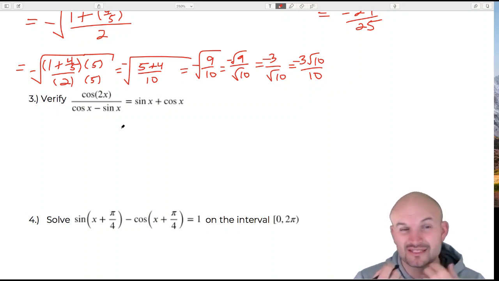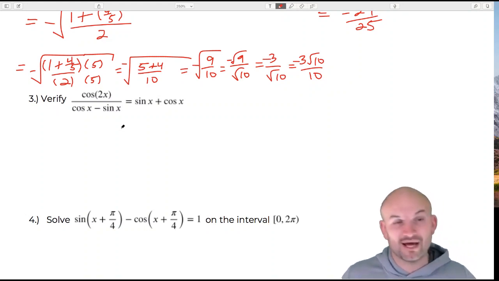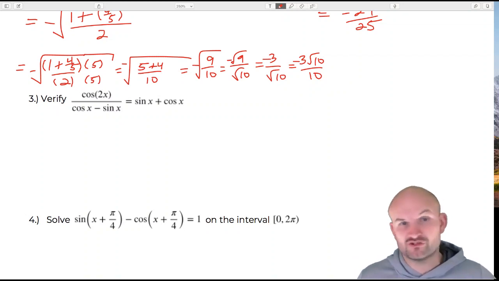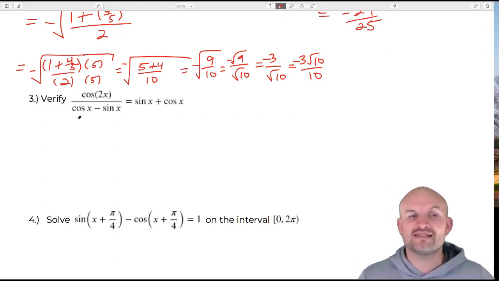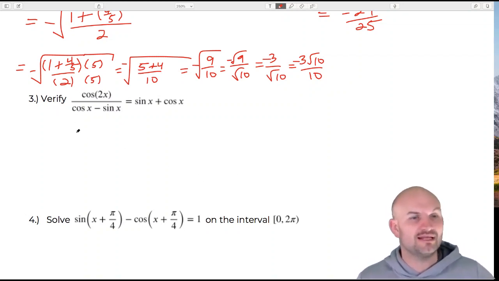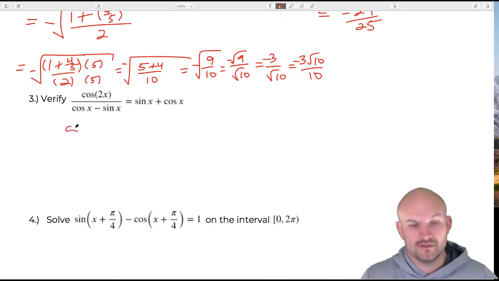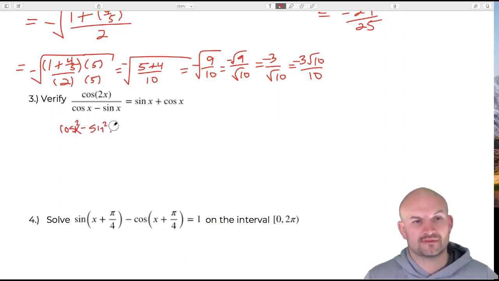Now, I pretty much told students to use whatever formula you wanted to use. Just try one, and then if it doesn't work, then try the other one. But I also gave them advice that I would recommend using for evaluating to at least use cosine squared minus sine squared first. And let's go ahead and do that. So when I do cosine squared x minus sine squared x, all over cosine of x minus sine of x.